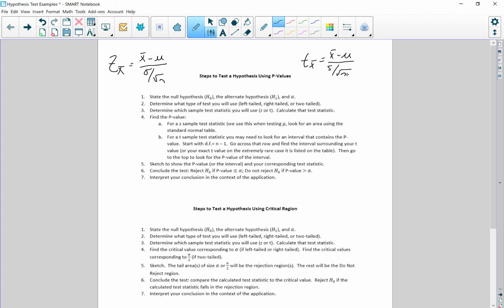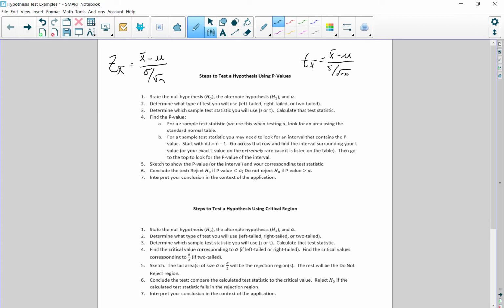For a t-test statistic, you're going to end up with an interval here because of the fact that we're using a table. If you use some technology, whether it be JMP or your TI calculator, it'll give you an exact p-value. But for our purposes, an interval is going to be perfectly fine. So to find the interval, you start at the degrees of freedom, n minus 1. You're going to go across that row, find your interval surrounding your t-value. In the extremely rare case your t-value is on the table, use the exact value. In that case, you would end up with just a p-value instead of a p-interval.